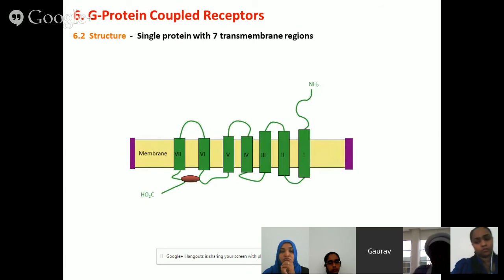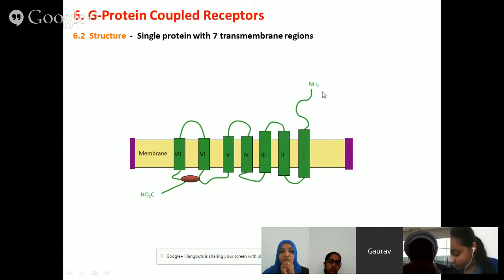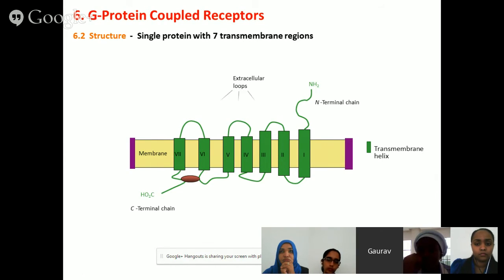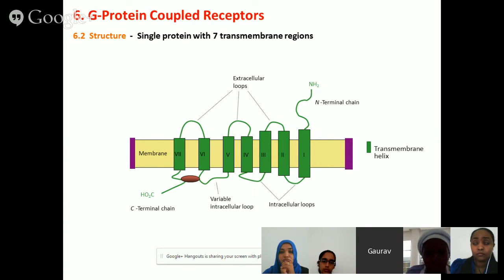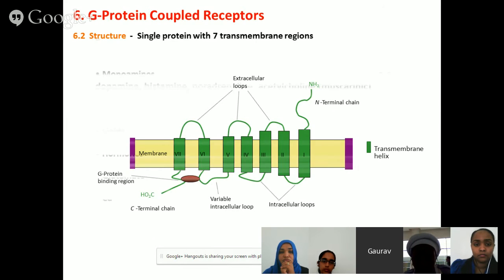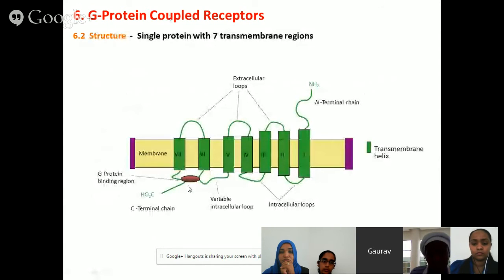Let's discuss the structure. They have seven transmembrane regions. That's why they are called seven transmembrane receptors or serpentine receptors. One end is attached with the amine group, the other end with a carboxylic group. You can see extracellular loops, which are outside the cell, intracellular loops, which are inside the cell, and the variable intracellular loops. And here you can see the G protein binding site.